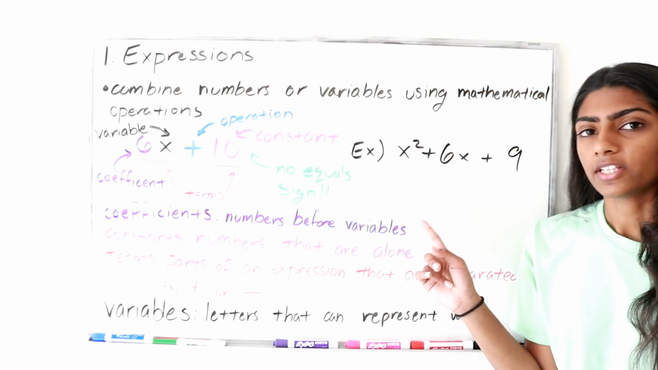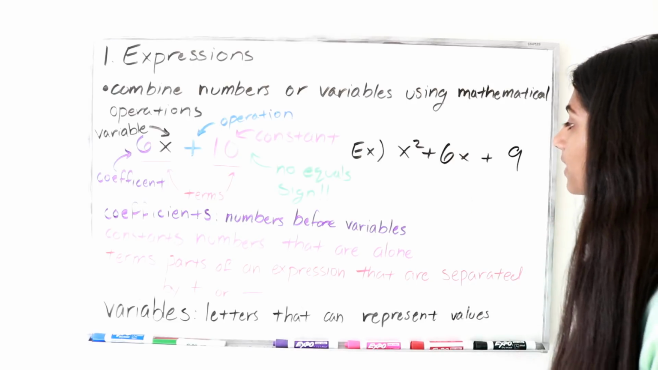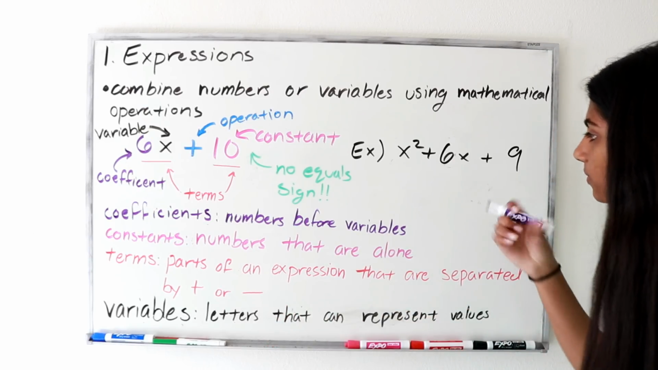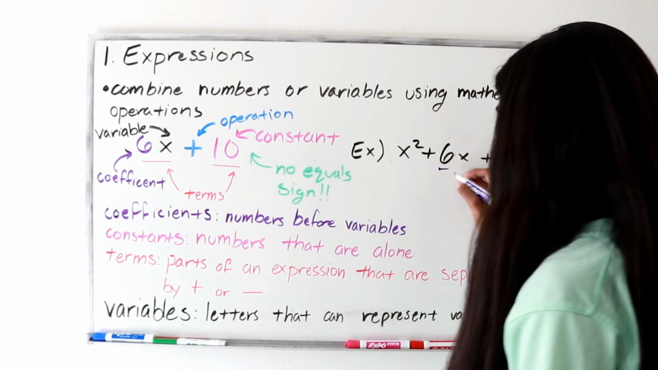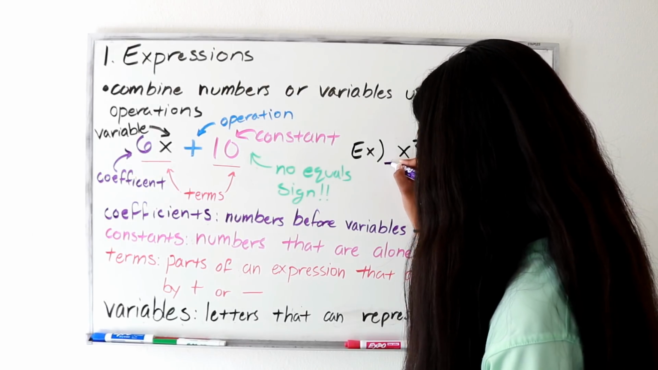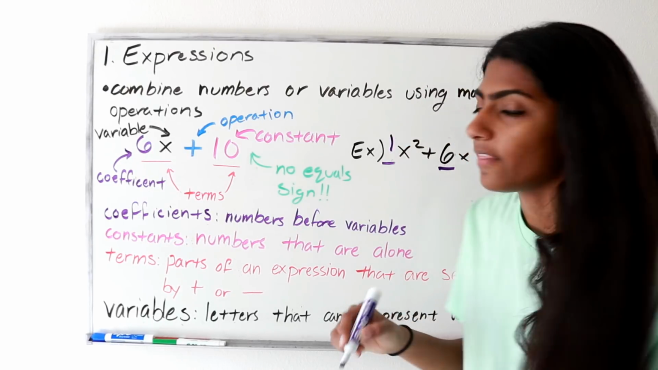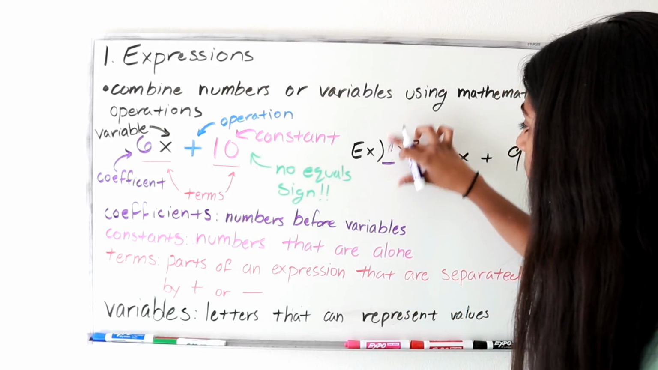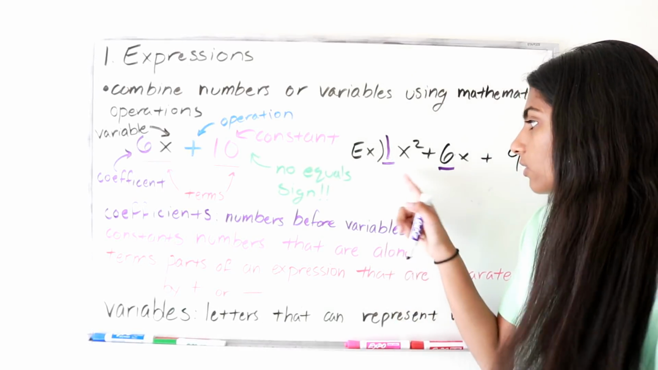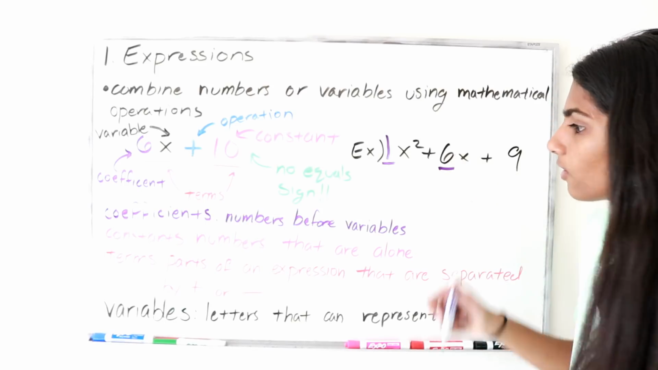Now let's look at this example, and let's try to find the parts that are in this expression: x squared plus 6x plus 9. First let's find coefficients. We already know that 6 is a coefficient because it's right in front of the variable x, right? We also know that there's a little coefficient right here in front of the x squared, and that coefficient is 1. That's because any variable multiplied by 1 is the variable itself, right? So you can imagine that every single variable that is alone has a little 1 in front of it. So that's why 1 is a coefficient and 6 is a coefficient.